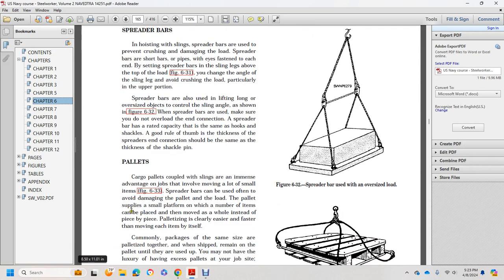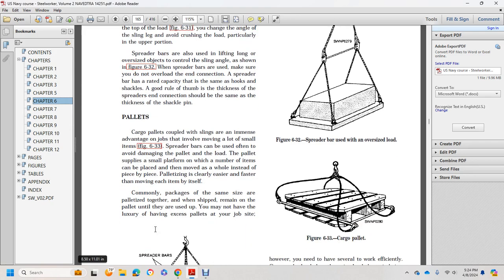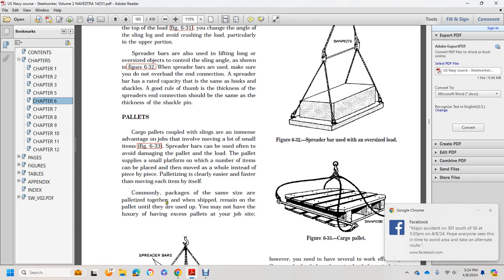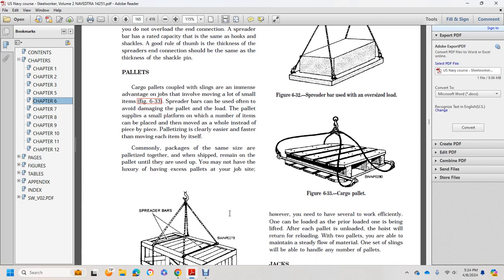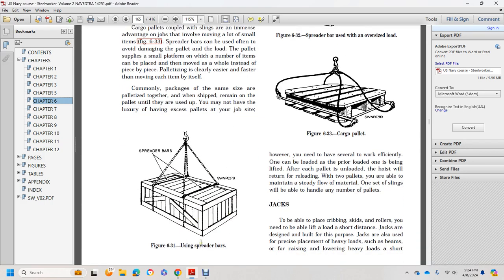Pallets. Cargo pallets coupled with a sling have an immense advantage for jobs that involve moving a lot of small items. A pallet provides a small platform where a number of items can be placed, so you can move the whole load instead of piece by piece. This is clearly easier and faster than moving each item itself. Common packages of the same size palletized together would ship, and the remaining pallets stay until they are used up. They may not have the luxury of having excess pallets at the job site. Using spreader bars.